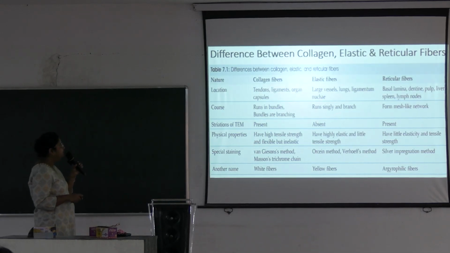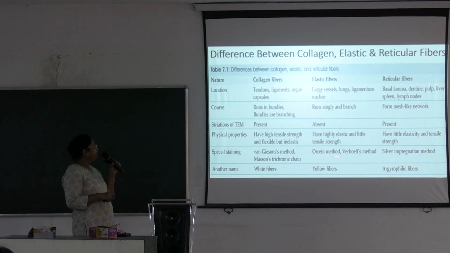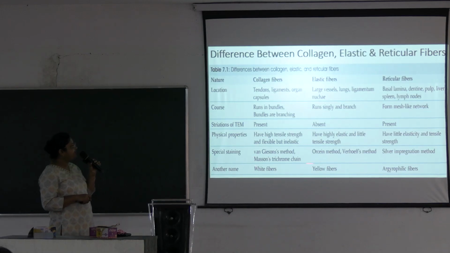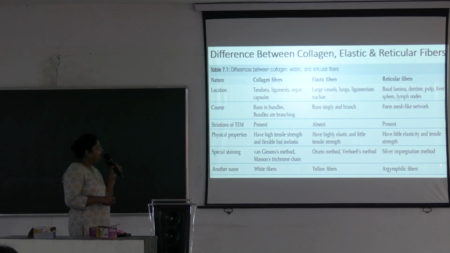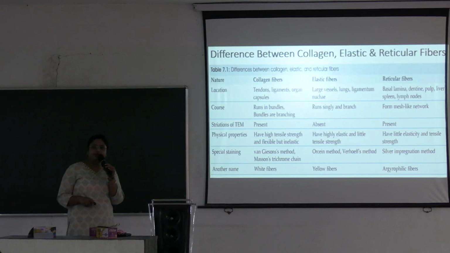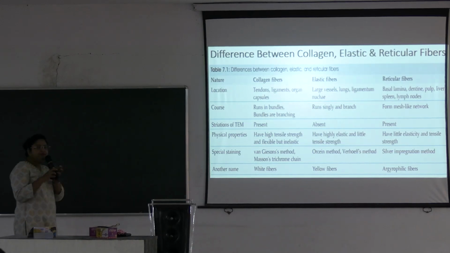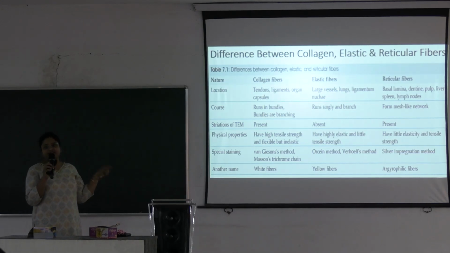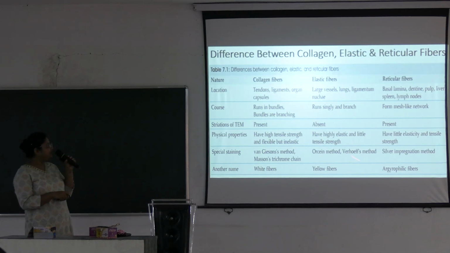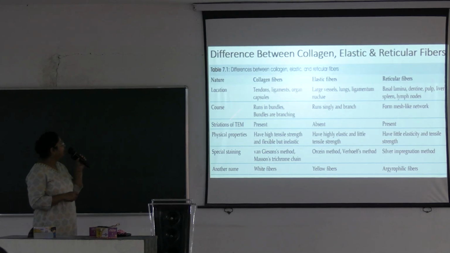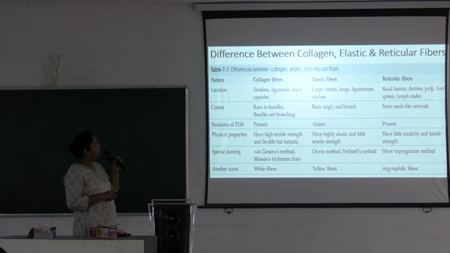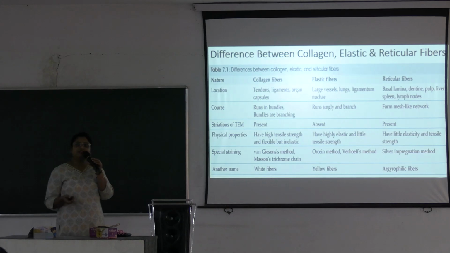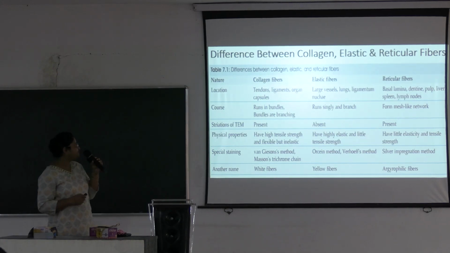Special stains for these: for collagen fiber, Van Gieson's method and Masson's trichrome. For elastic fiber, Orcein and Verhoeff's method, and for reticular fiber, the silver impregnation method. We have seen in elastic cartilage, we discussed that elastic fibers are stained with Orcein and Verhoeff's method. So the other two types of fibers, remember their special stains. This you must remember: reticular fiber, silver staining, and it stains black.